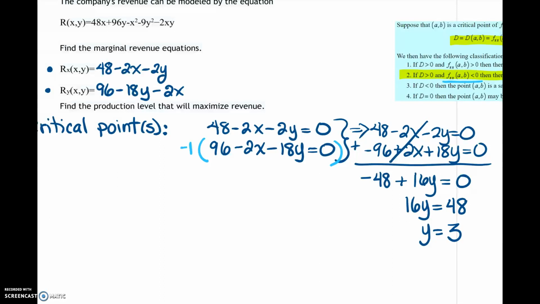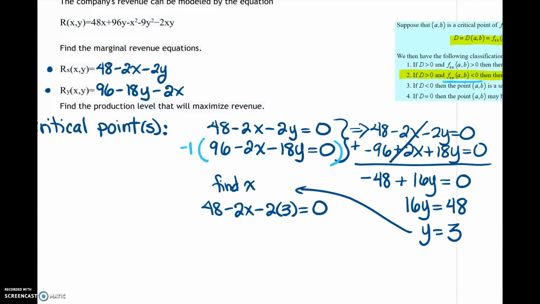Okay, and then using this y equals 3, I'm going to come back over here. I'm going to find the x, because remember the critical point is an x and a y. So I can plug the y into either equation. I'll just plug it in the top equation and then solve for the x. So I'm going to put y is 3 in here and solve for x. Combining my like terms here, I have 48 minus 6. So I'm going to have 42 minus 2x is 0. And then 2x is 42, and therefore x is going to be 21.